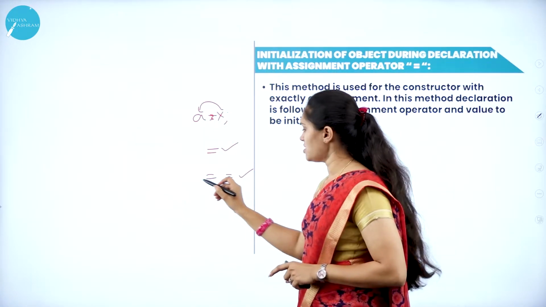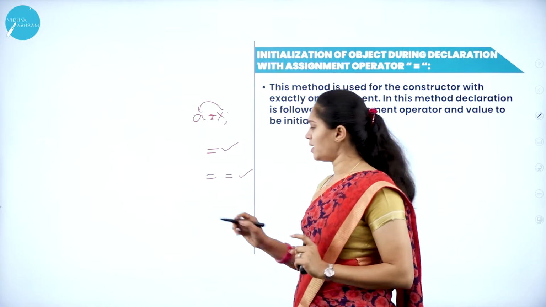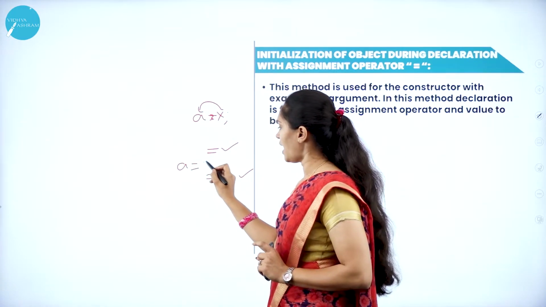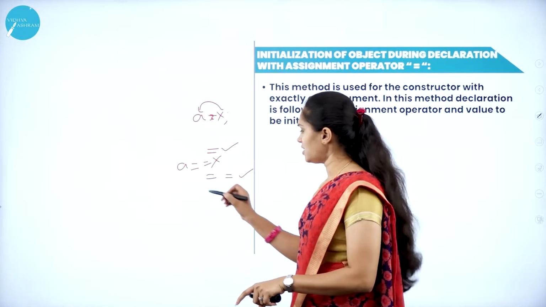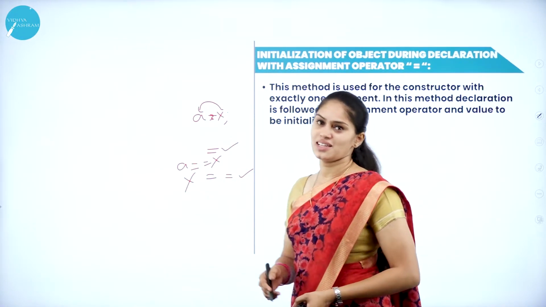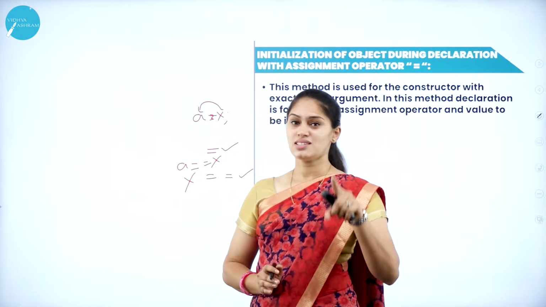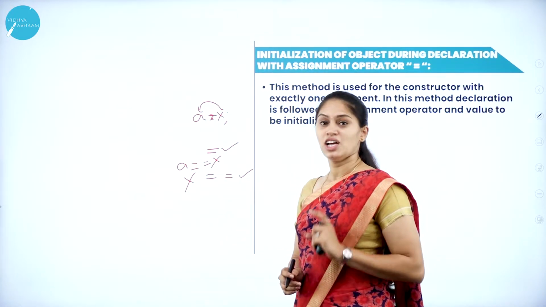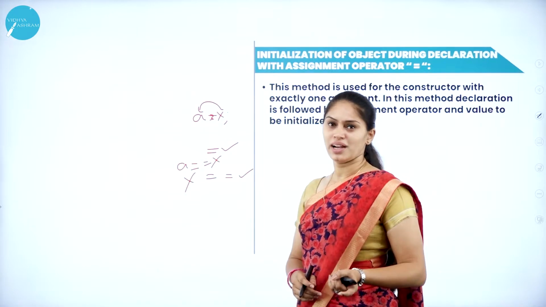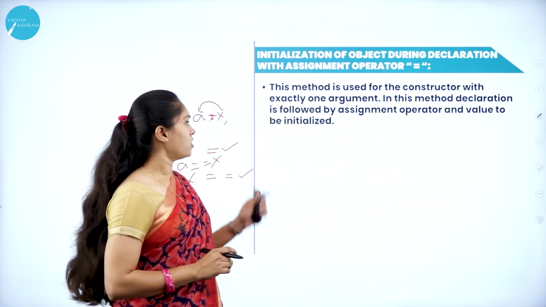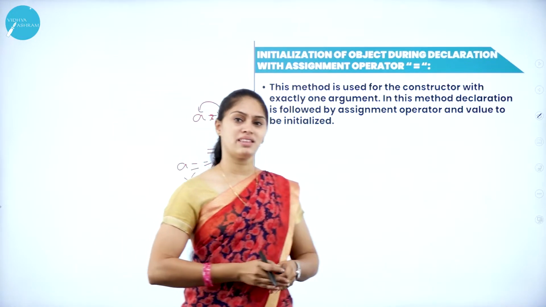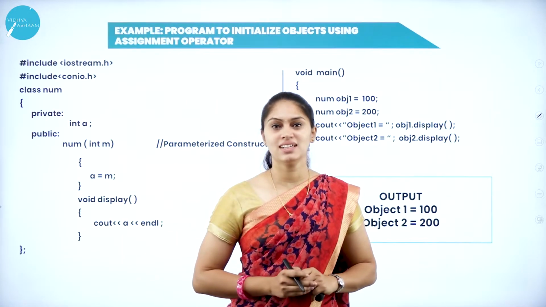But when I am using this double equal to, at that time I am going to check whether A is equal to X. At that time it becomes wrong, because A is not equal to X. So this is the difference that you have to understand while making use of the assignment operator as well as the relational operator. Getting?